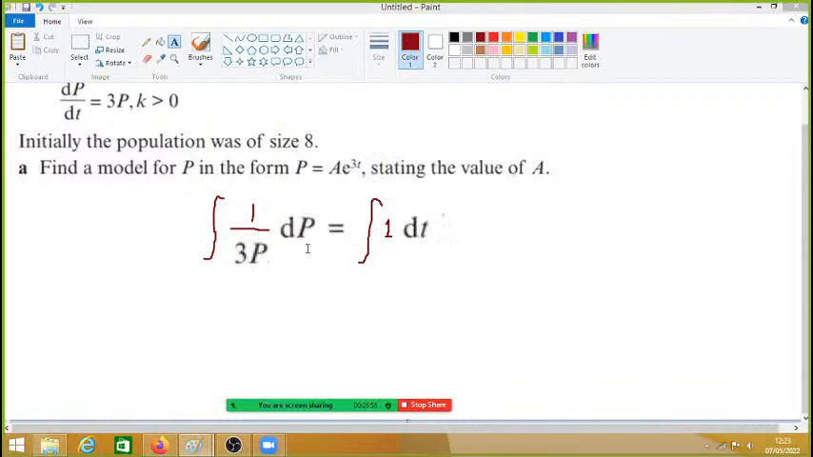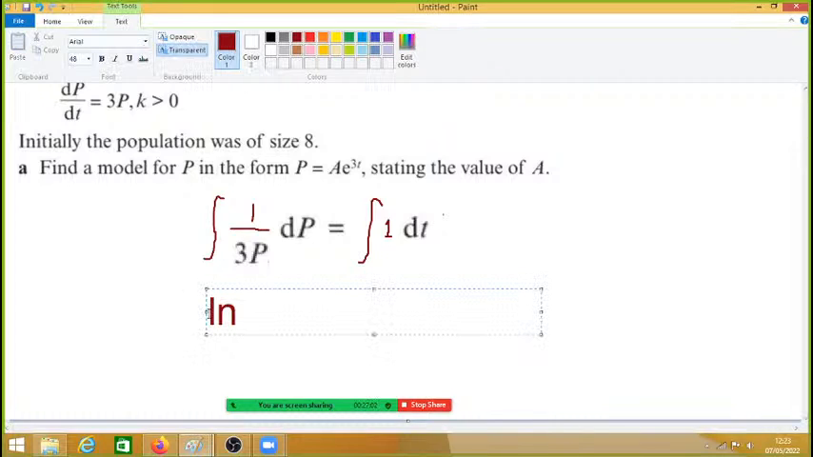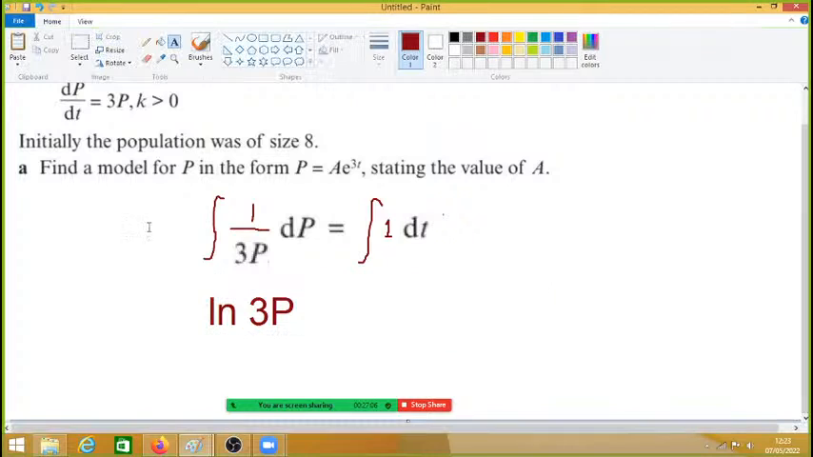One third natural log of 3p. That's brilliant. Well done. So you get natural log of 3p initially because 1 over x integrates to natural log of x, and then you're just putting a dividing by 3 at the beginning because of the 3p, not the p, plus a constant. So you put plus a natural log of c.